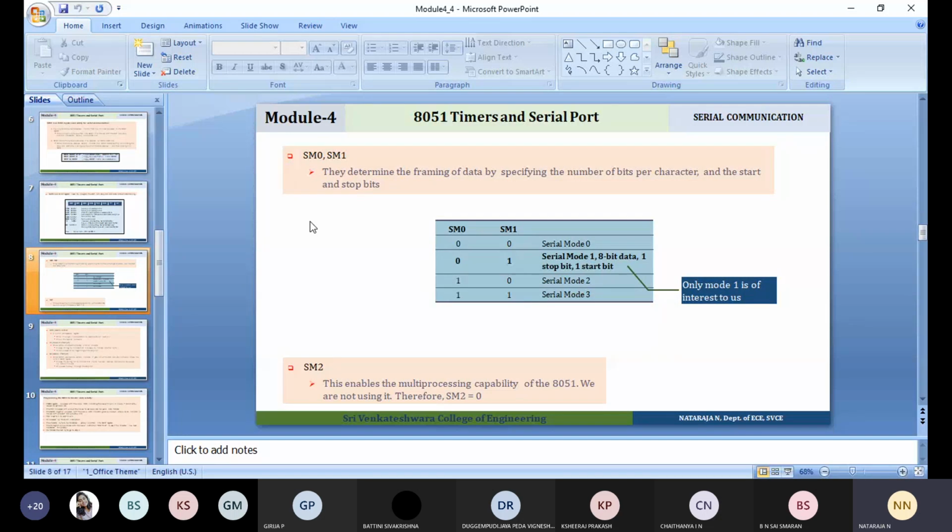Next we are going to discuss SM0 and SM1. What exactly are SM0 and SM1? SM0 and SM1 are the D7 and D6 bits of the SCON register respectively. These 2 bits determine the framing of the data by specifying the number of bits per character. When we transmit data, we decide which mode to select based on SM0 and SM1. Here we are going to use start and stop bits also. Then we take the following combinations of SM0, SM1: 0 0, 0 1, 1 0.